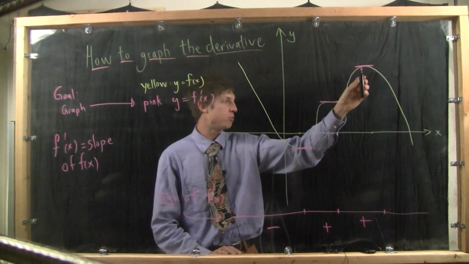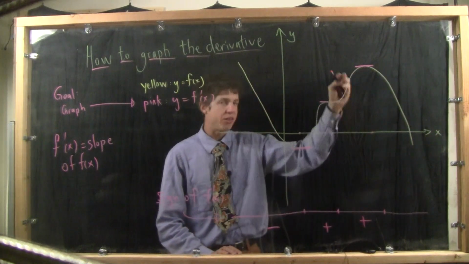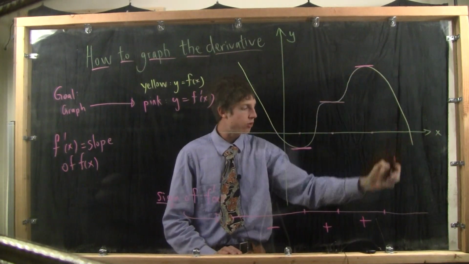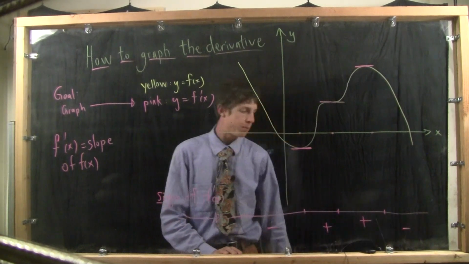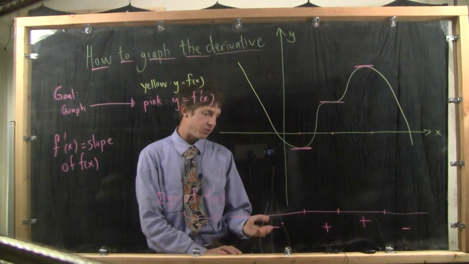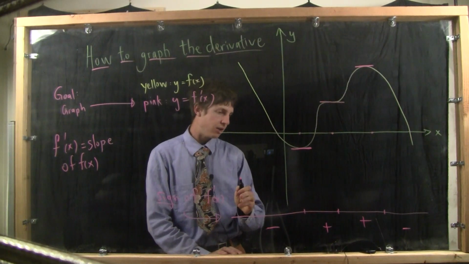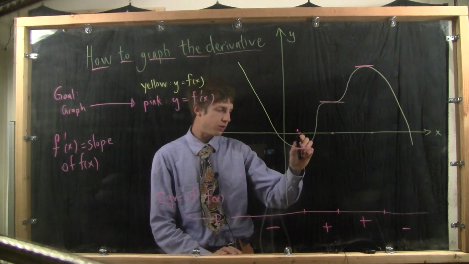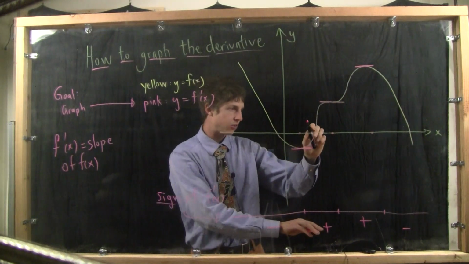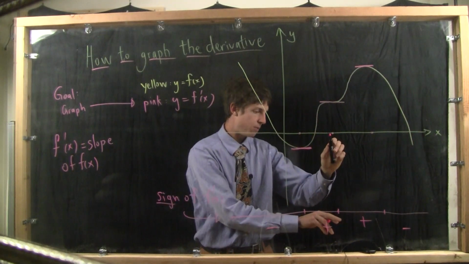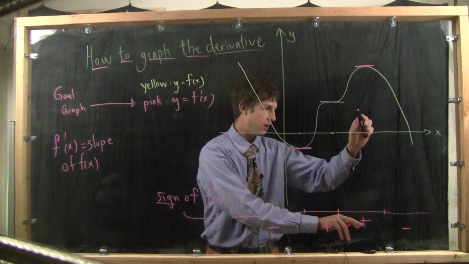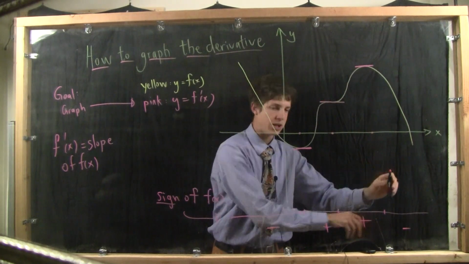How about from this point to the end of the graph? Well, the function's going downwards, so the slope is negative. So this tells us that the derivative starts out in the negative direction. It's going to go to 0. It's going to go to positive. It's going to go back down to 0. It's going to go to positive again. It's going to go back down to 0. Then it's going to become negative.